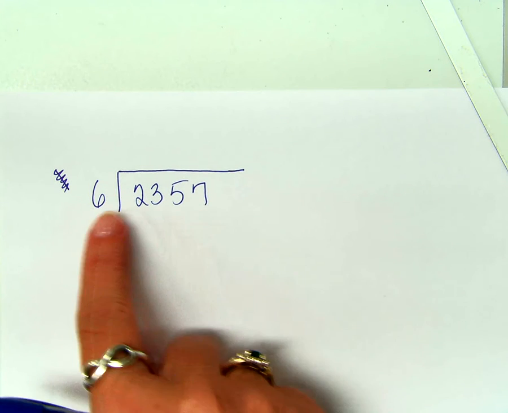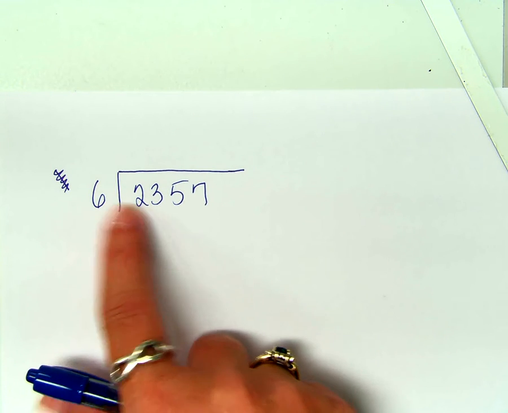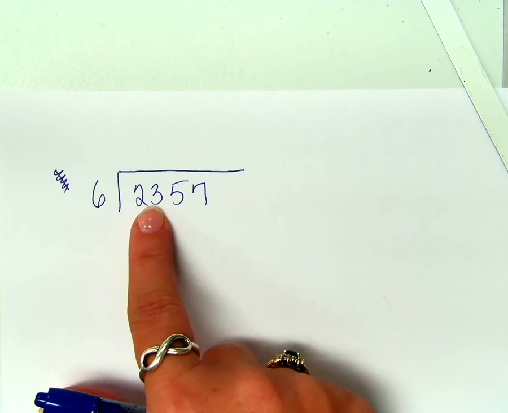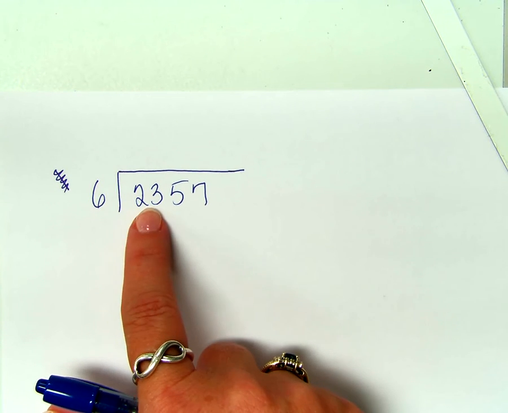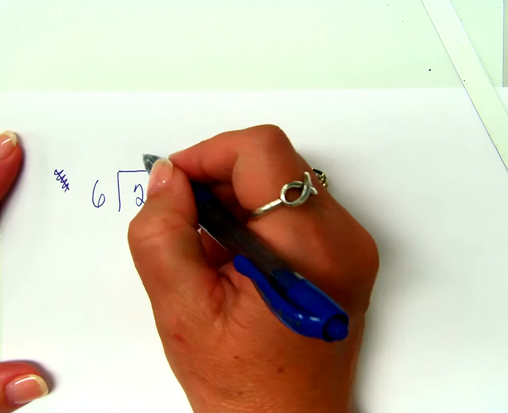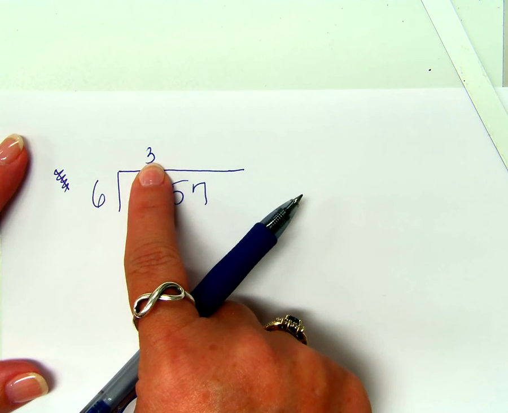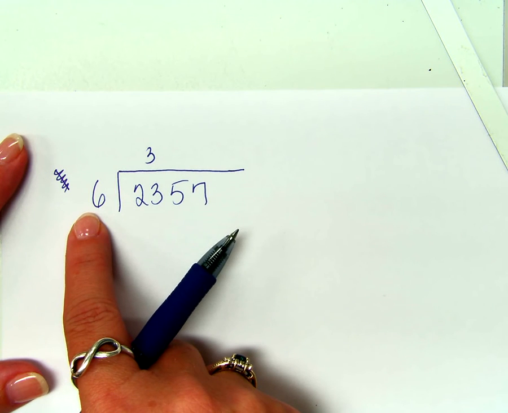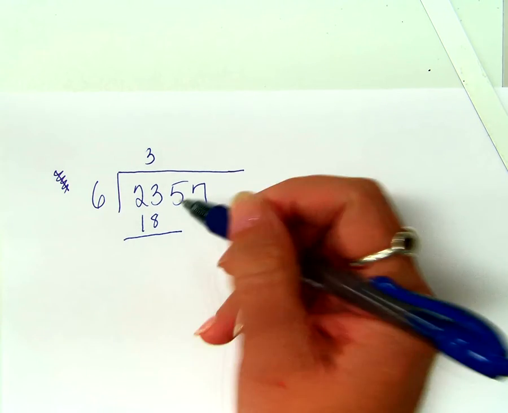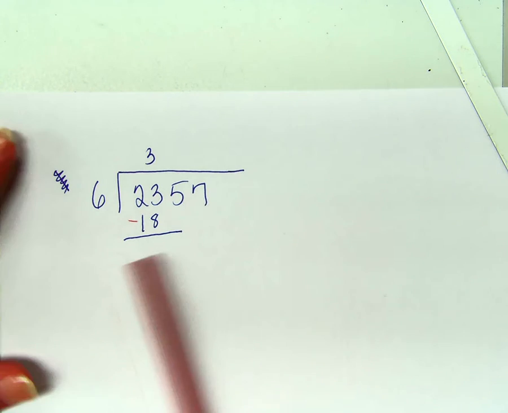Okay? If I'm doing this problem, what do I do first? See how many times 6 goes into 2. So how many times does 6 go into 2? 0. I can't do that, right? So I need to step over 1. How many times does 6 go into 23? 3. Where do I write that 3? Above the 3, because I took it out of 23, right? So I multiply. 3 times 6. Where do I write that? Underneath it. And then I subtract. What is 23 minus 18?